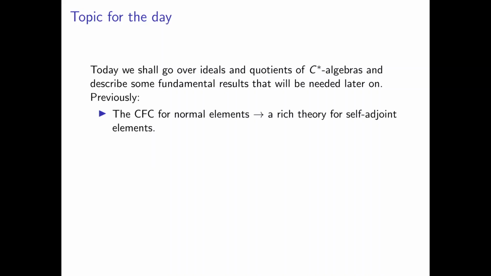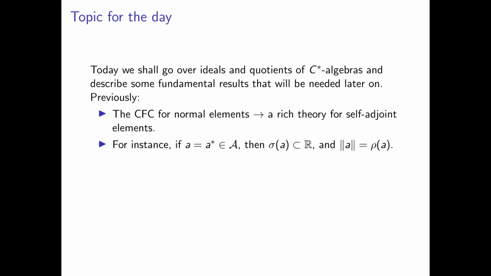Previously we talked a lot about the continuous functional calculus for normal elements and how it led to a rich theory for self-adjoint elements. For instance, if A here is a self-adjoint element, then the spectrum of A is contained in the set of real numbers, and the norm of A is just the spectral radius of A. So this is very convenient for self-adjoint elements.